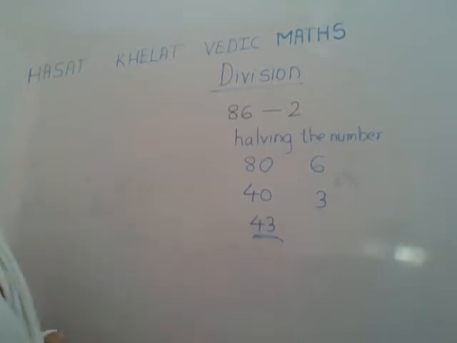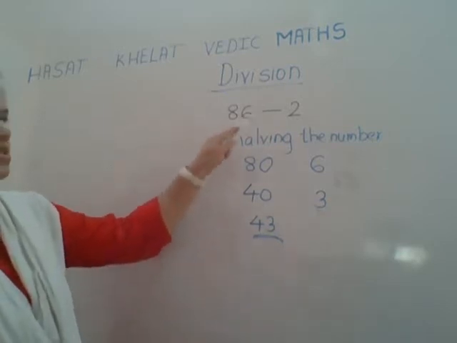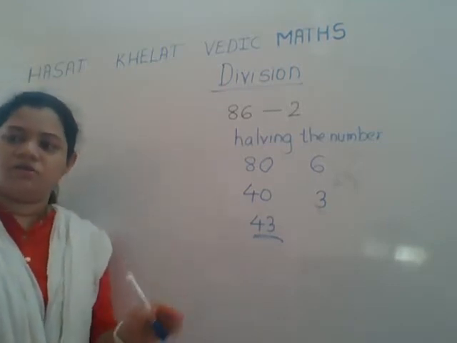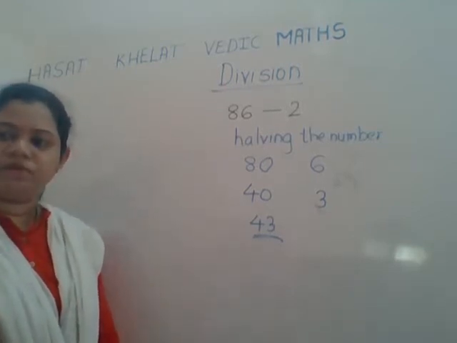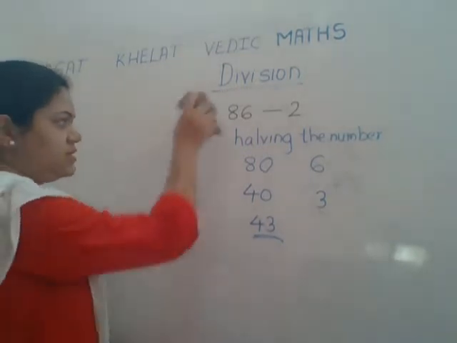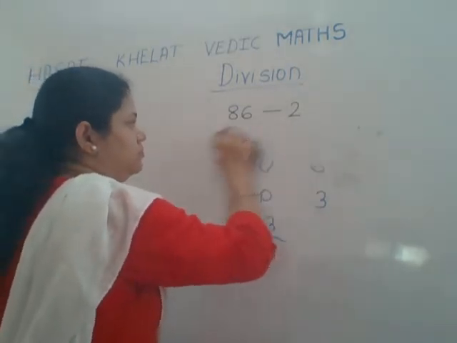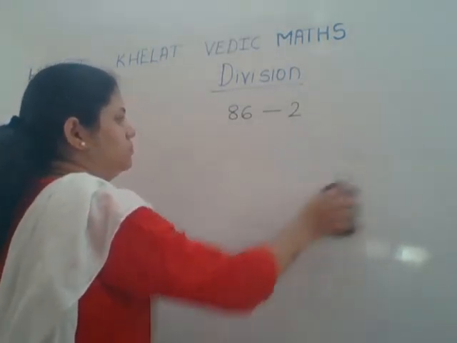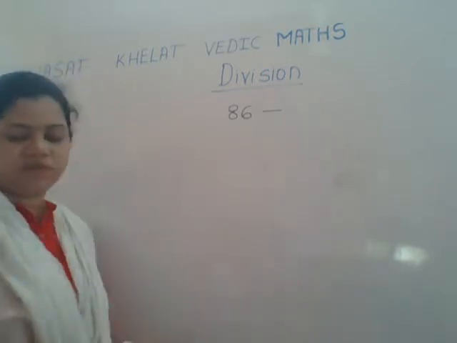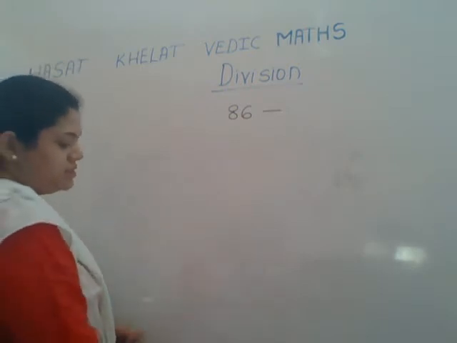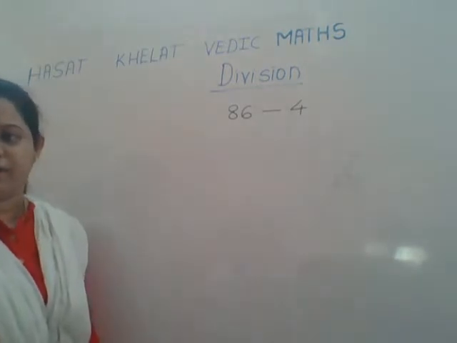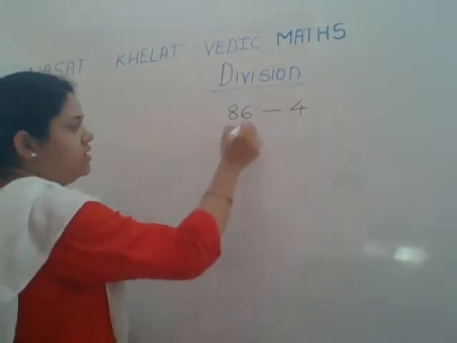Okay, we have done it right. Now, when it was asked to divide by 2, we halved the number. Now, suppose it is asked to divide by 4. Now let's see with the same number. Suppose we have to do 86 divided by 4.